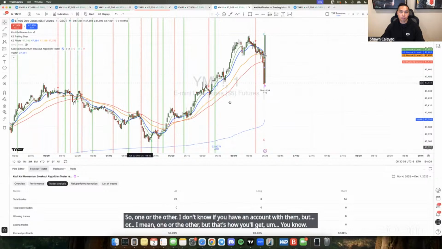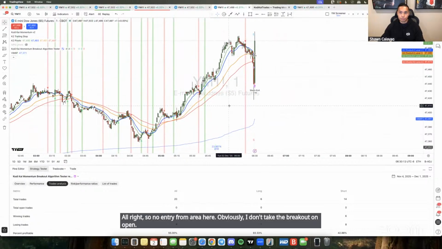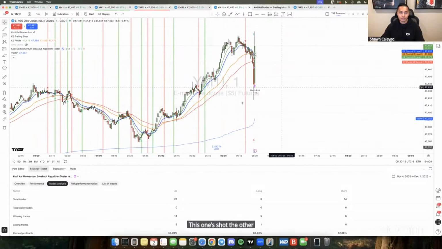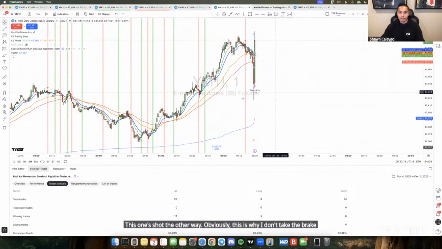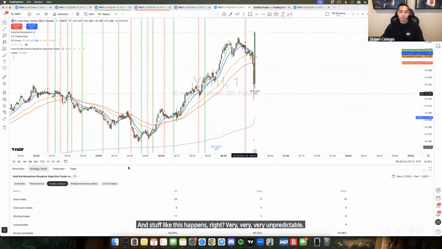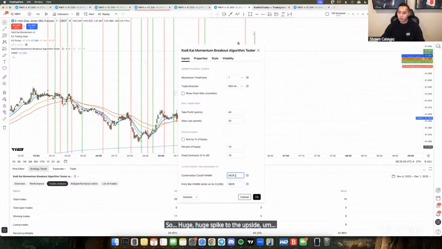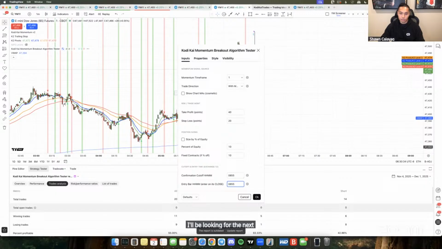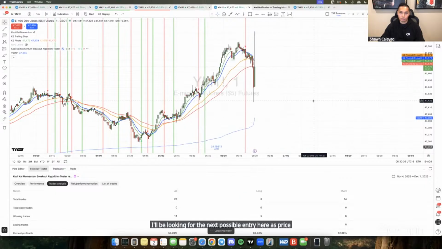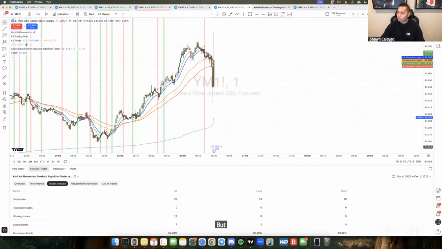All right, so no entry for me right here. Obviously, I don't take the breakout on open. This one shot the other way. Obviously, this is why I don't take the breakout on open, because stuff like this happens, right? Very unpredictable. So, huge spike to the upside. I'll be looking for the next possible entry here as price continues to, obviously, move along. But obviously, don't take the breakout on open.